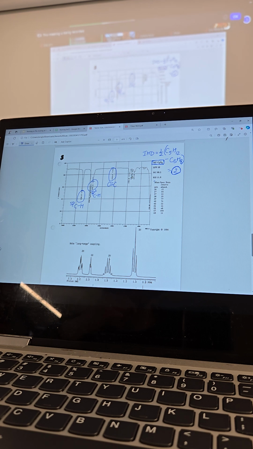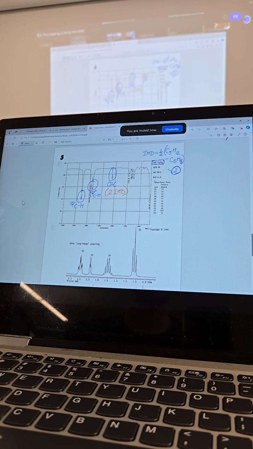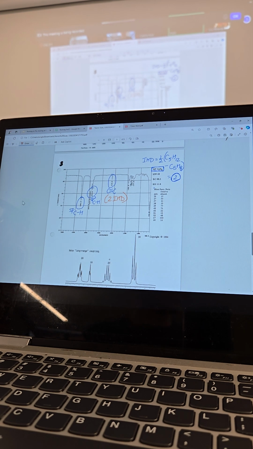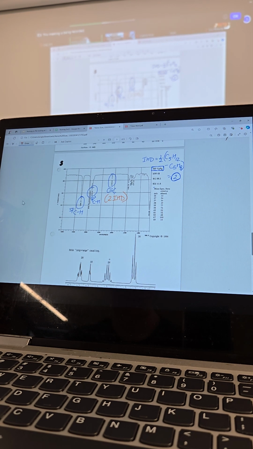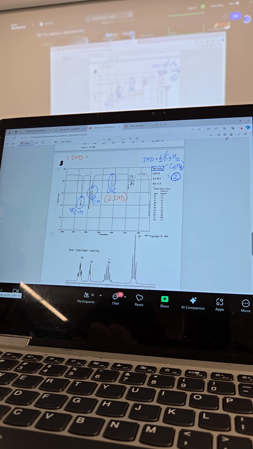Carbon-carbon triple bond. How many IHDs in a carbon-carbon triple bond, by the way? Two. Your two IHDs are used up right there, because you have two pi bonds. Wait, how are there two IHDs? What is an IHD? Tell me. What does one IHD, a ring or a pi bond, mean to us?